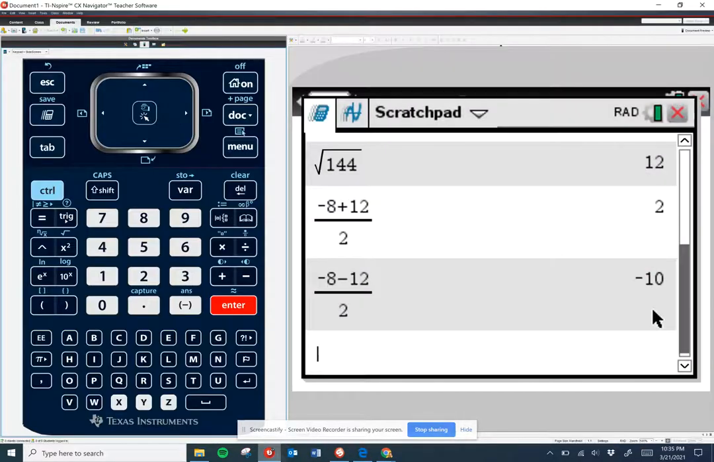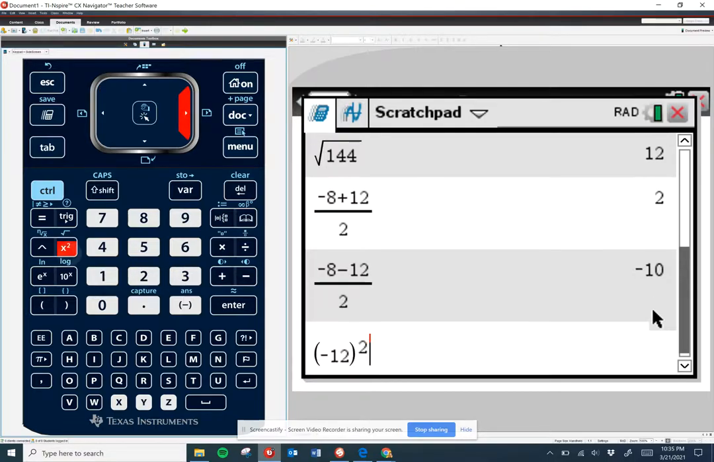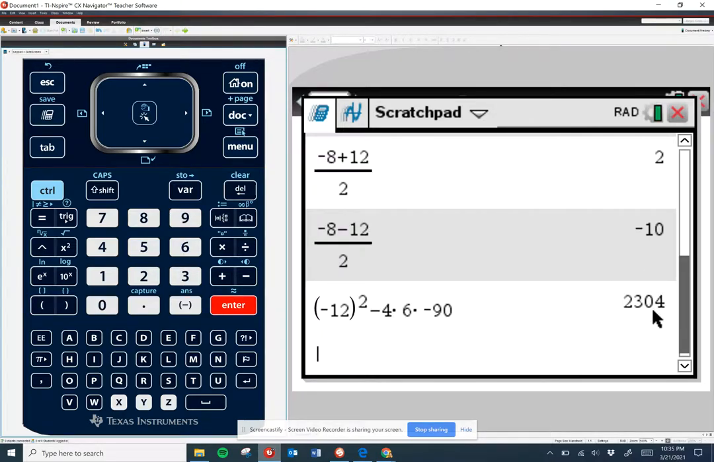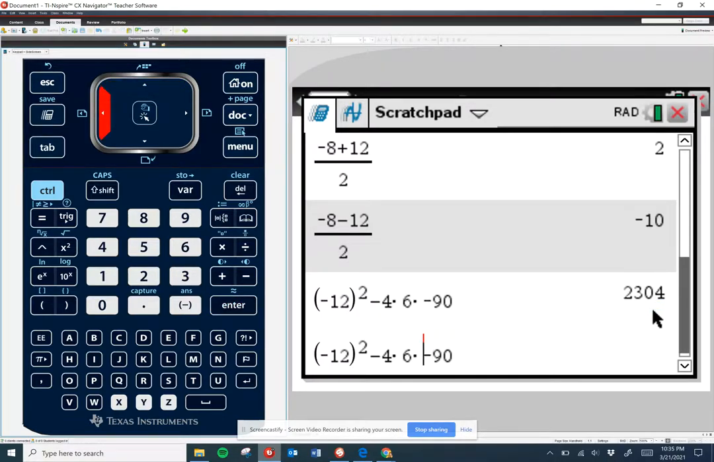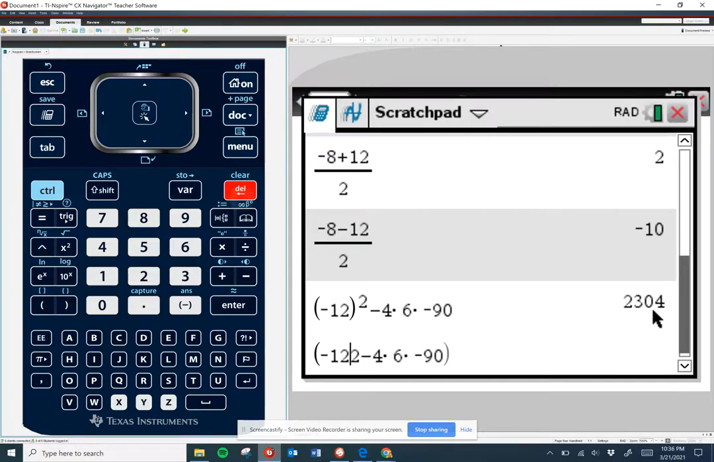So I'm going to come over here. Negative 12 in parentheses, squared, minus 4 times 6 times negative 90. Remember, I'm substituting all of these in inside parentheses. If you forget the parentheses and put this in without them, it's going to give you the wrong answer. I'm going to show you how it looks.